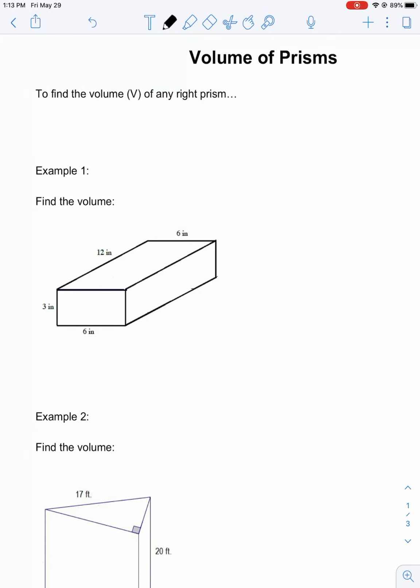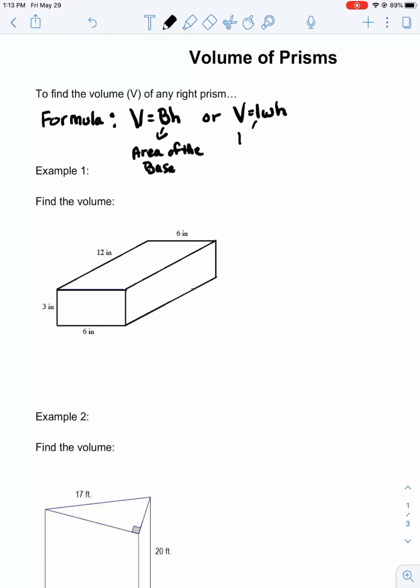Okay, volume of prisms. To find the volume of any right prism, the formula is V equals capital B H, where the capital B is the area of the base, or V equals L W H, which is length times width times height.